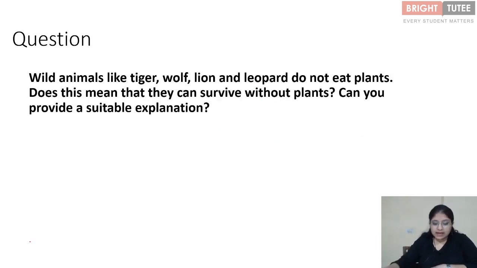Wild animals like tiger, wolf, lion and leopard do not eat plants. Does this mean that they can survive without plants? Can you provide us a suitable explanation? So the answer to this question is no. We know that plants are a very important part of our whole ecosystem. Animals like tiger, wolf, lion definitely do not eat plants, but they eat the animals that eat these plants, right? So they are indirectly dependent on the plants.